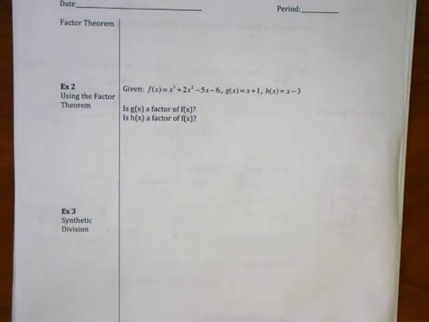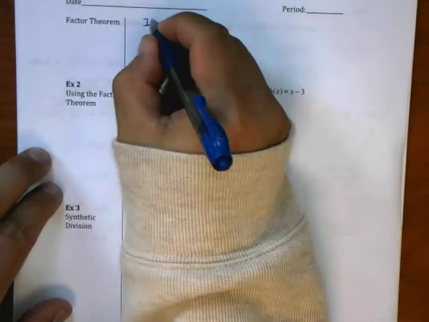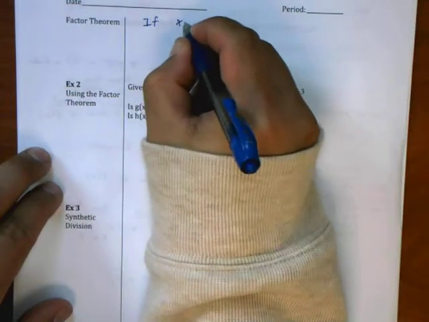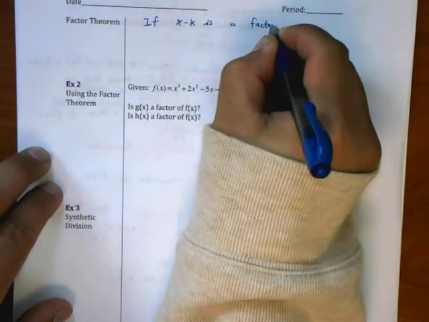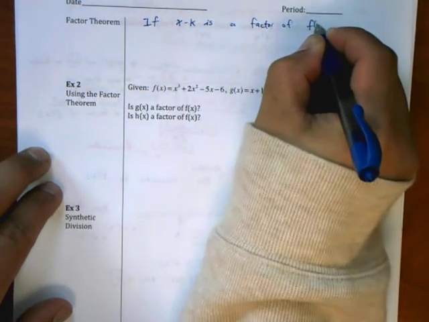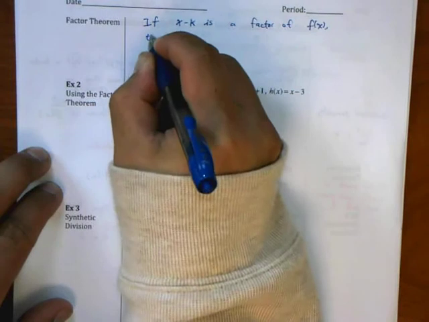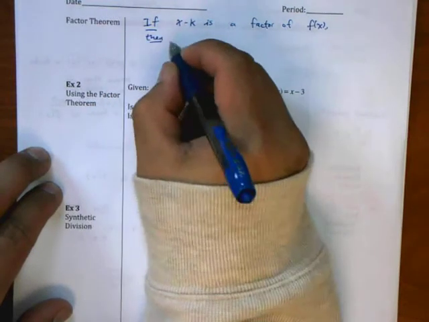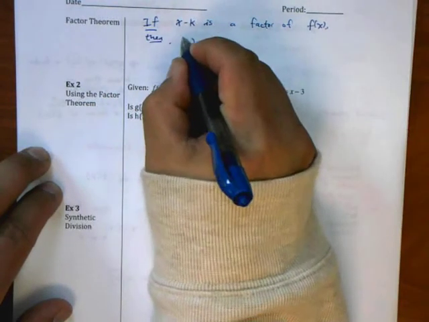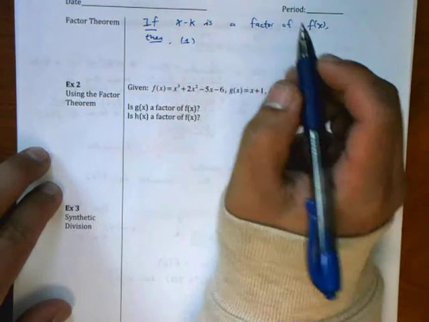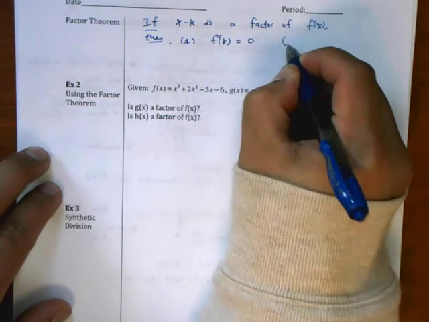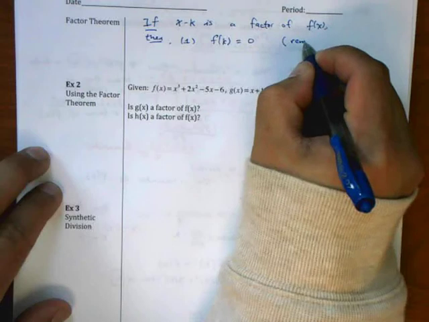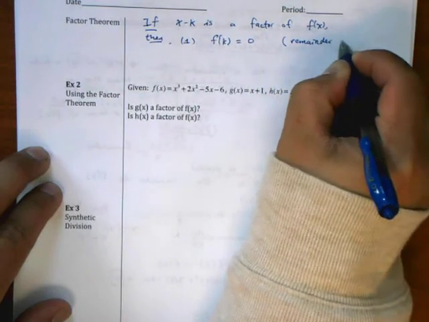The factor theorem says that if x minus k is a factor of f of x, then we can say a few things. First, f of k has to equal 0. And this is actually something from the remainder theorem.